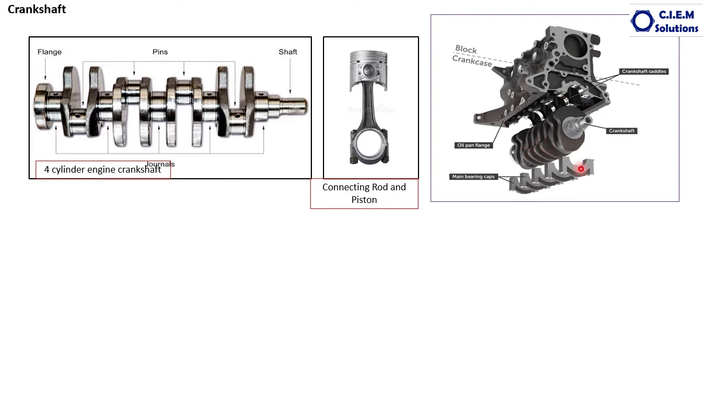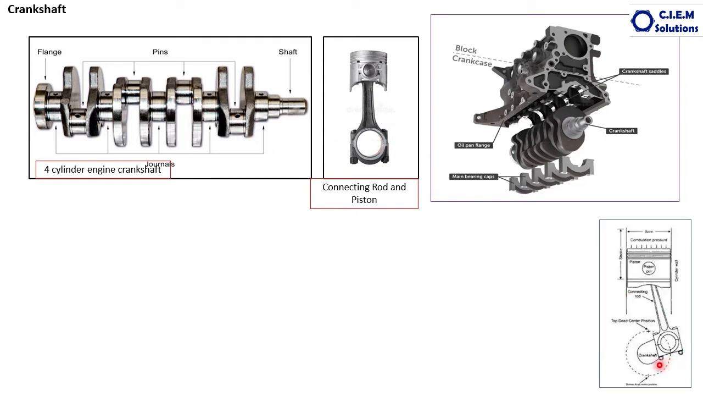Crankshaft supported with main caps, fitted to the bottom, the crankcase of the cylinder block. The piston and connecting rod go inside the cylinder, and this is called the big end of the connecting rod. This is the small end of the connecting rod. The big end of the connecting rod is attached to the crank journals.